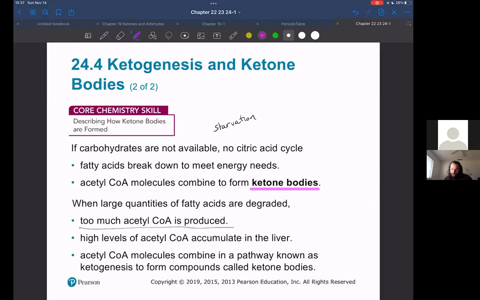The only thing I really need you to know about this is that ketogenesis happens because there are no carbohydrates available. And again, talking about something like a period of starvation, so that no citric acid cycle happens, and instead acetyl-CoA molecules are combined to form ketone bodies. Okay, so if you have a situation where a cell has ketone bodies, it's because it's in ketogenesis and there are no carbohydrates around. That's really all I want you to know about ketogenesis and ketone bodies. Basically just having heard it and understanding when it occurs within the cell.